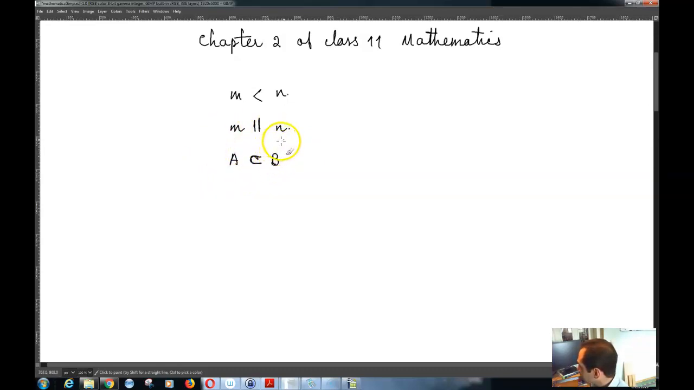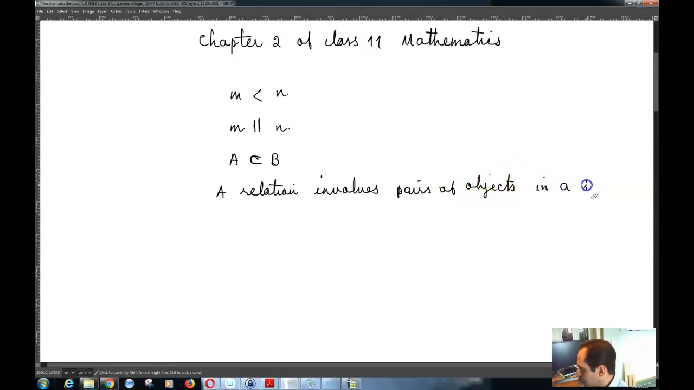And in all of these cases, and of course there is probably an innumerable number of relations between different objects that you can find in mathematics, we notice that a relation involves pairs of objects in a certain order.